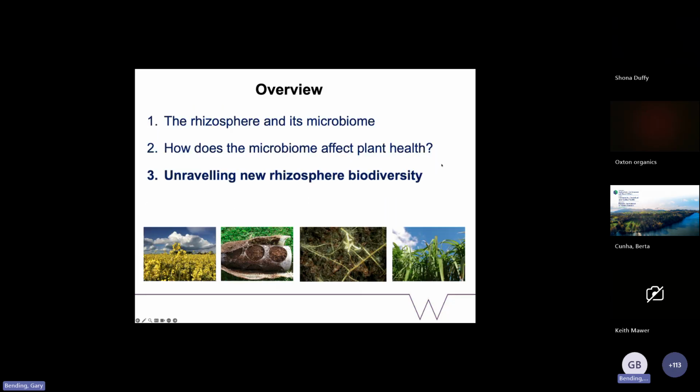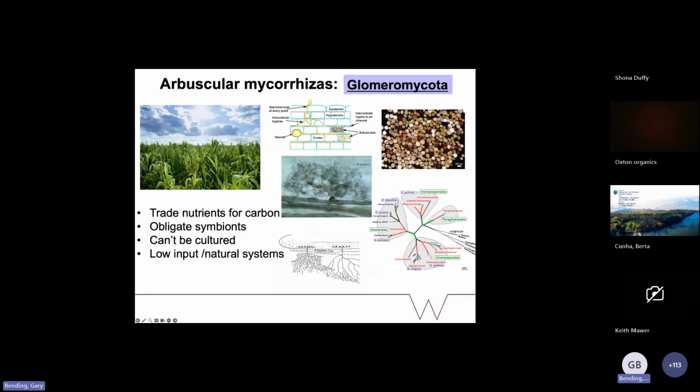You can float these out with sugar, with sucrose, and you can characterize spore morphology to tell us about the species that you might have in your sample. These spores germinate when a root grows near them.